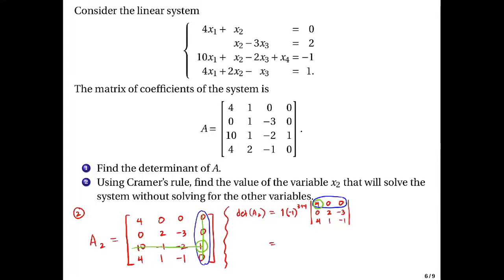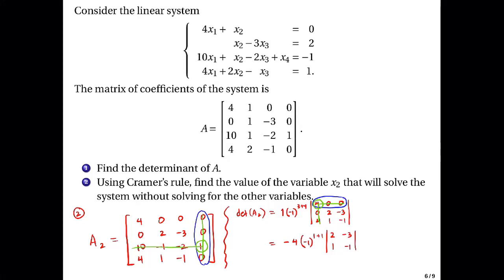So this is now equal to, again, the negative, and then we have the 4 in here, and then negative 1 raised to, this is the 1, 1 entry, so the exponent is just 1 plus 1. Then we delete this row and this column, so we are now getting the determinant of 2, negative 3, 1, negative 1. This is just a 2 by 2 matrix, so we can easily get the determinant of that.